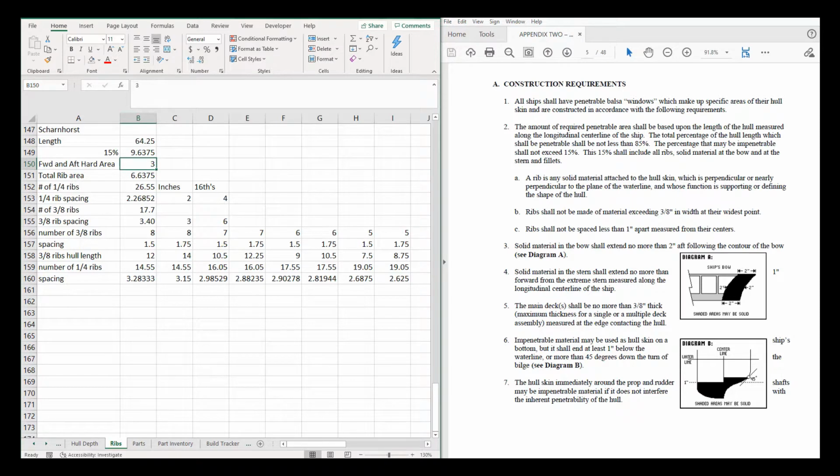Then I'm going to subtract out the forward and aft hard area, so you get 1 inch in the stern, 2 inches in the bow. You see this calculation right here where I take the total area and I subtract out the hard area.